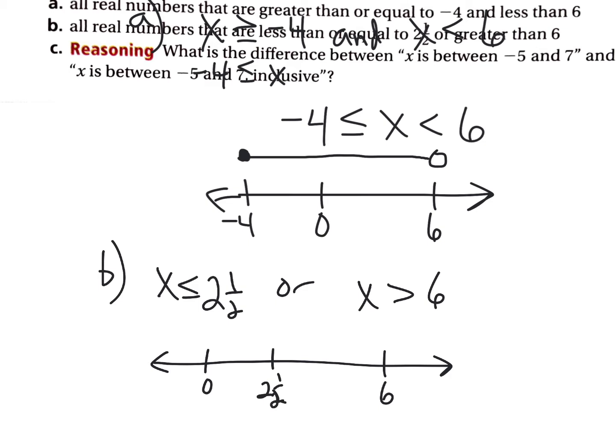So less than or equal to 2.5 is going to be a closed circle at 2.5 going to the left. Greater than 6 is going to be an open circle at 6 going to the right.